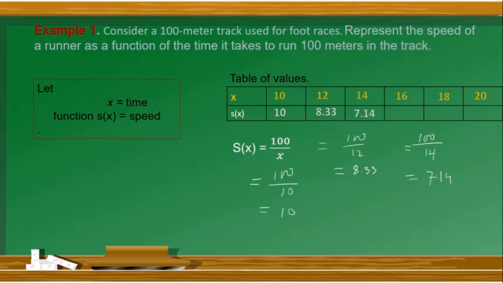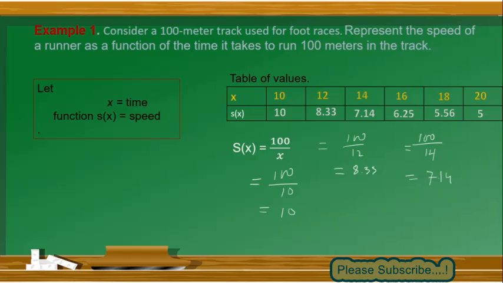Okay, so that is how to find the value of our function using the given value of our x, our runtime period. So you have to do the same to answer the rest of the values of our function. So for 16 we have 6.25, for 18 we have 5.56, and 20 is 5. Those are all the values of our function based on the assumed values of our x, our runtime period.